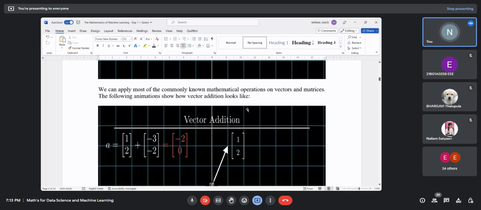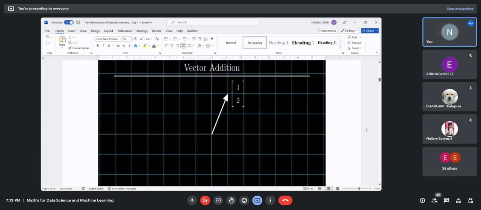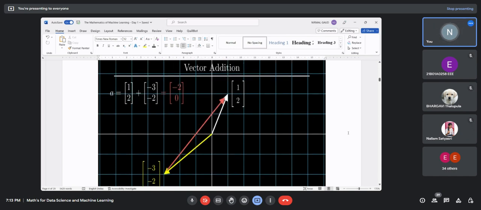These are the animations with the help of which I'm making you understand how to perform tasks over the vectors. So for example, if I need to perform vector addition, this is my (1, 2), this is my (-3, -2). I can perform addition over the vectors. I hope you know these terms: vector addition, vector subtraction, vector multiplication.